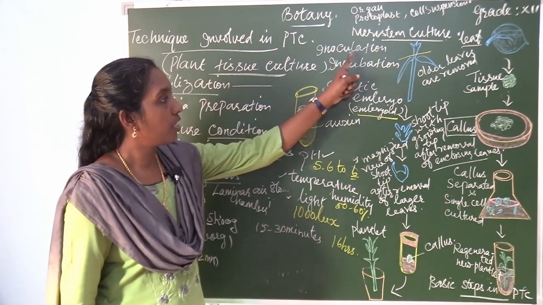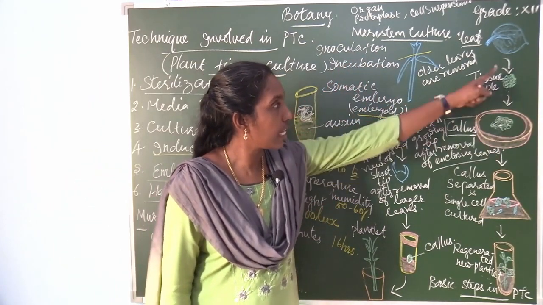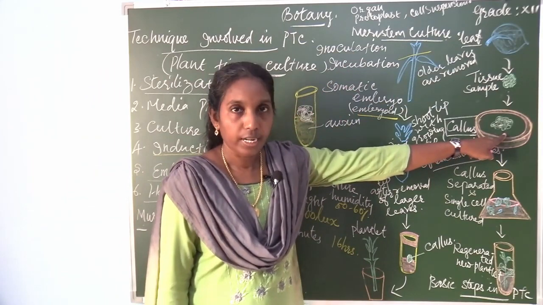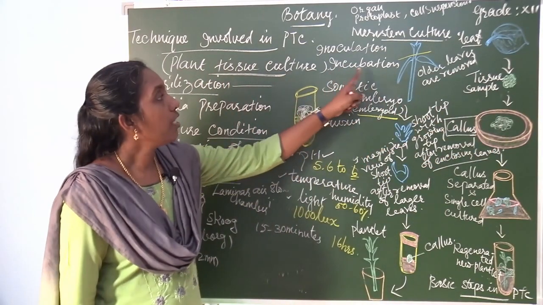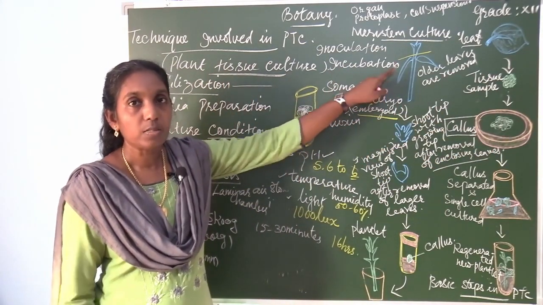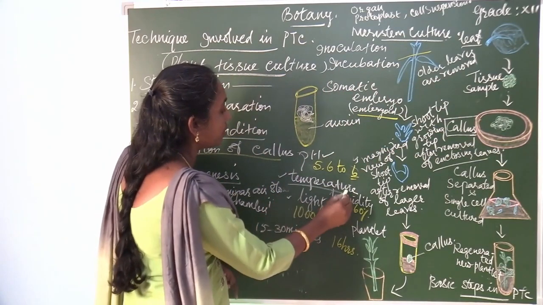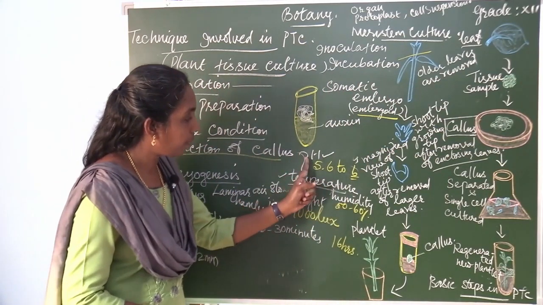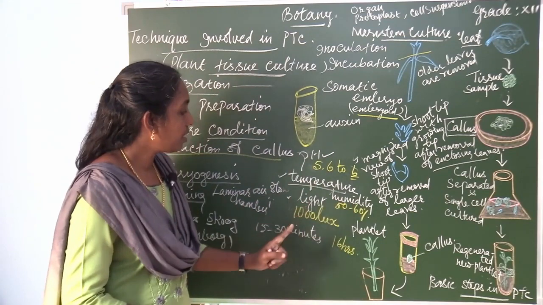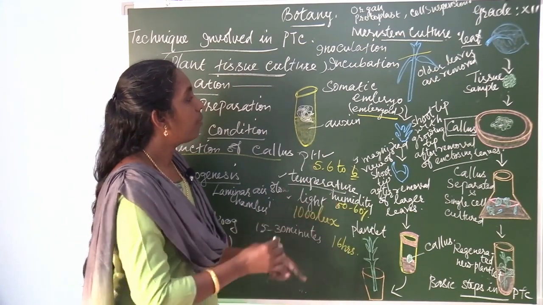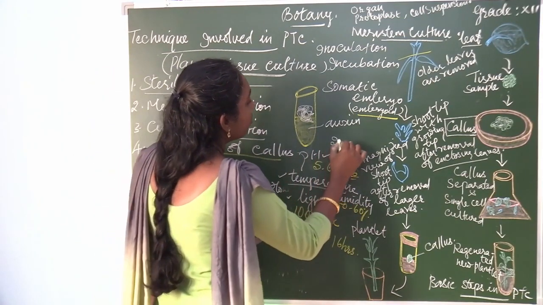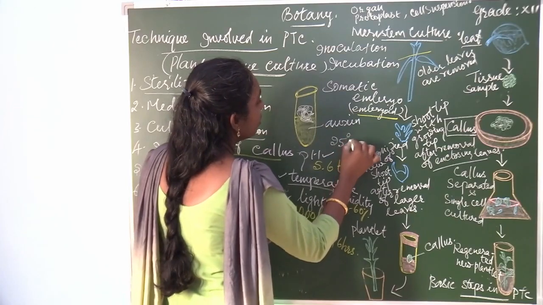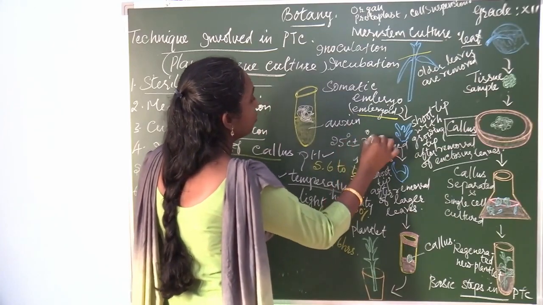What's meant by inoculation? Inoculation is transfer of the explant to the nutrient medium. But incubation is providing temperature, maintenance of temperature, likewise pH, humidity, light and photoperiod. This temperature is 25 degrees Celsius plus or minus 2 degrees Celsius.